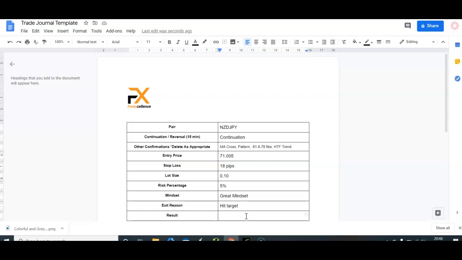So you can put that in pips, you could put it in monetary gain, or you could put it in risk reward ratio. I usually use a risk reward. So if I got a 1 to 2 risk reward on there, I will paste that in there.